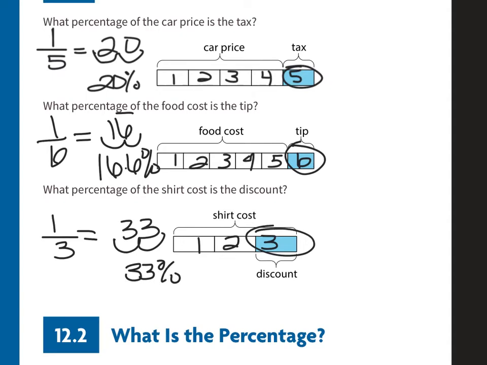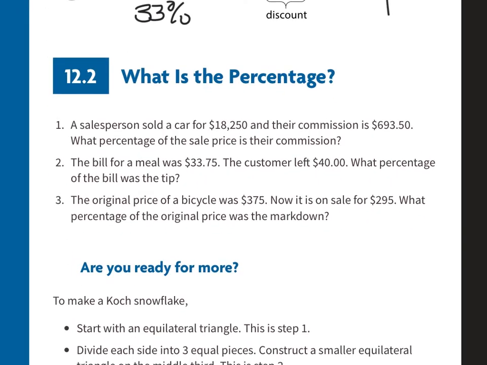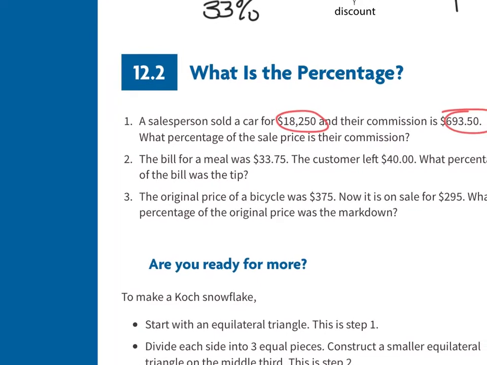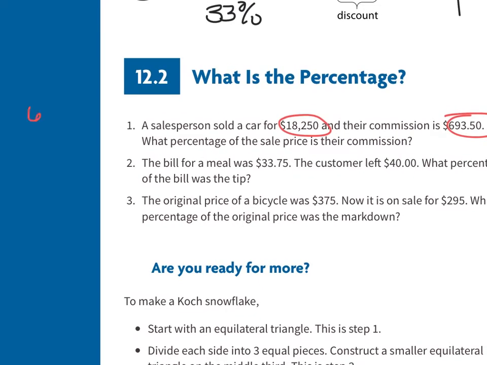So remember, to find percentage, we take the partial amount divided by the whole amount, and then times it by 100, or move the decimal over twice. Okay, if we turn to page 92, a salesperson sells the car for $18,250, and their commission is $693.50. What percentage? We're going to take the commission, the part of the sales amount, and divide it by the whole amount. So $693.50 divided by $18,250.